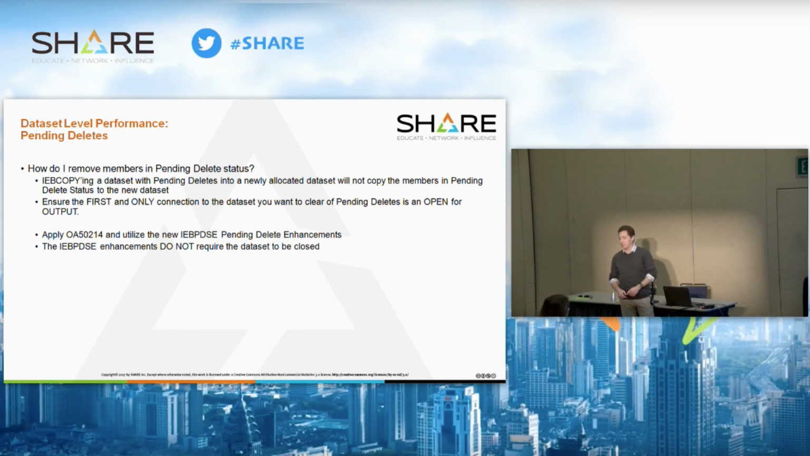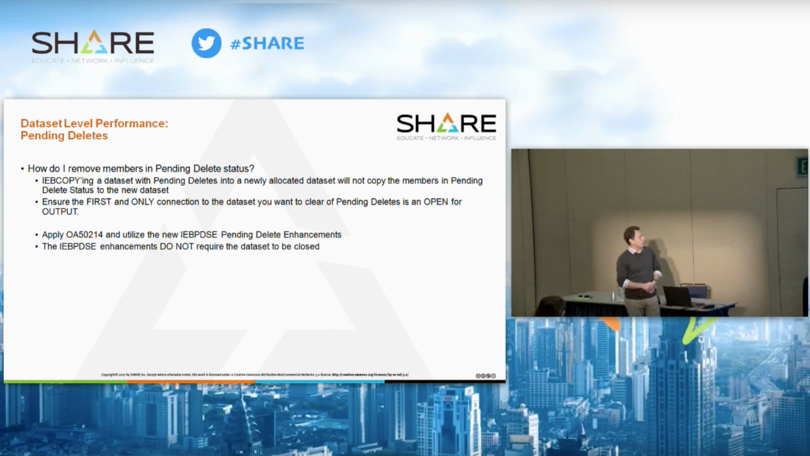So how do we get rid of them? Well, it used to be that you had only a couple of options. You could IEBCOPY the data set, in which case the pending deletes get left behind in the old one, only the current members get copied into the new one, your pending deletes are gone, you're good. Or you could activate pending delete processing by making sure that the first and only connection to the data set was an open for output. That turned out to be really restrictive because a lot of folks had, for instance, libraries that they never closed. And so trying to get that first and only open to be for output just was not something that was going to work.